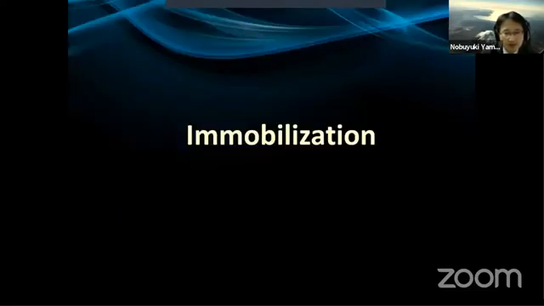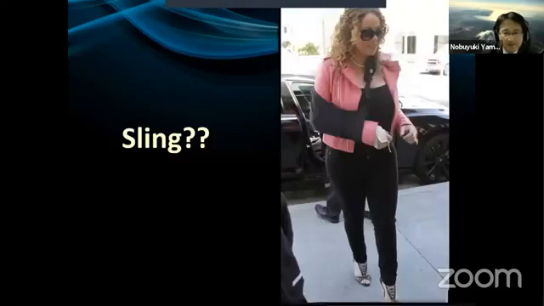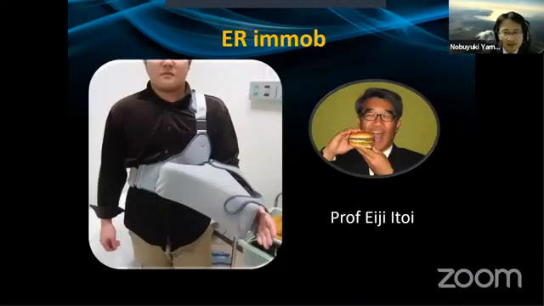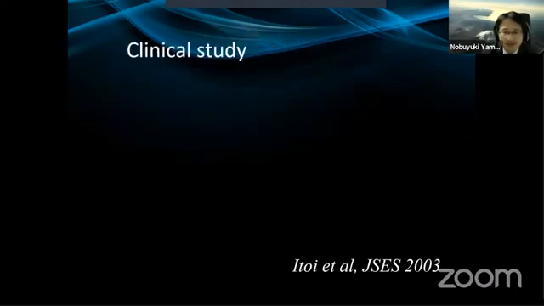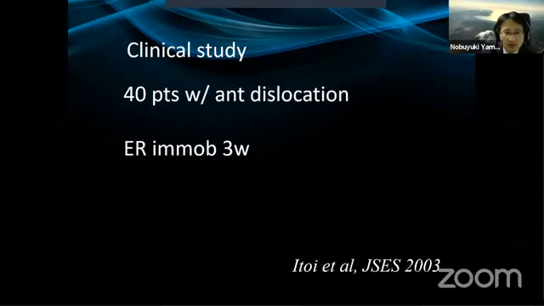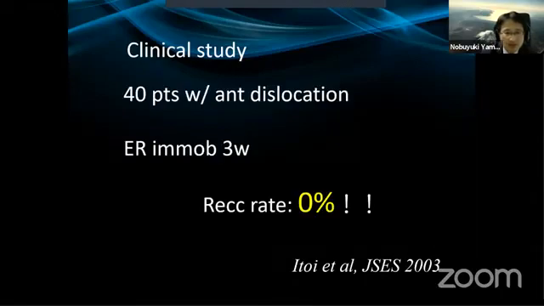How about immobilization? Do you use a sling after reduction? I prefer to use the external rotation immobilization, which was developed by my mentor, Professor Itoi. The first clinical study reported by Professor Itoi was a great shock. ER immobilization for 3 weeks was performed in 40 patients. The recurrence rate was 0%. It was amazing.